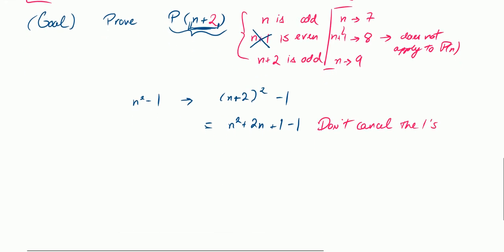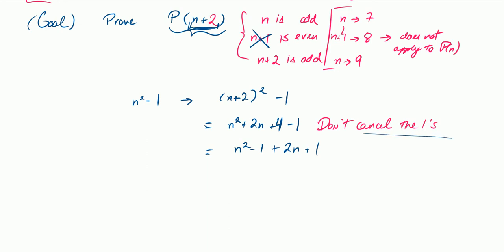So now I'm going to use my inductive hypothesis. I'm going to rearrange this. This is n squared minus 1 plus 2n plus 1. Actually, I think there might be something wrong. Yeah, this should totally be 4. So just don't cancel this one over here. Sorry about that, that was my mistake.